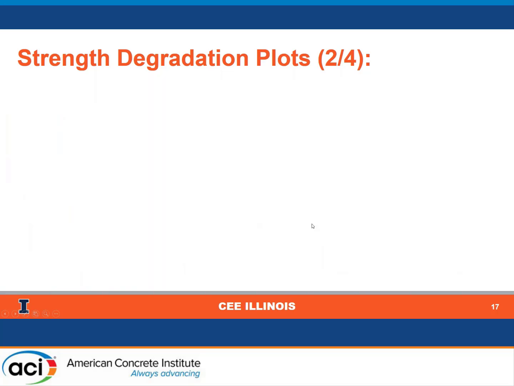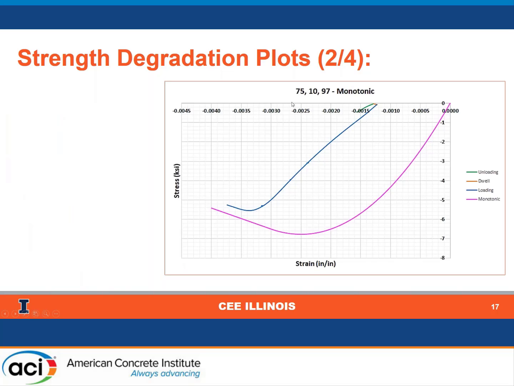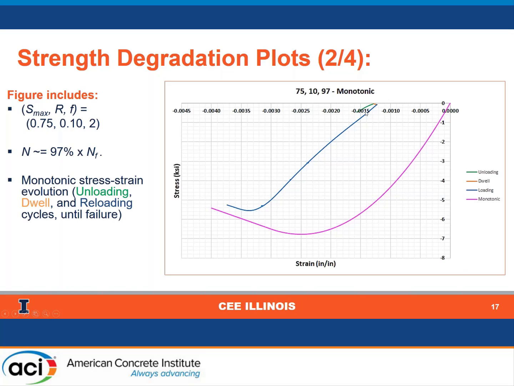We did that similarly with another test, the same 75% and 10%, but in this case we estimated that we had completed about 97% of fatigue loading, and then again there was unloading, dwell, and then reloading. And then in this case, when we compare the failure load with the failure load of an undamaged specimen, we can clearly see that there is strength degradation.